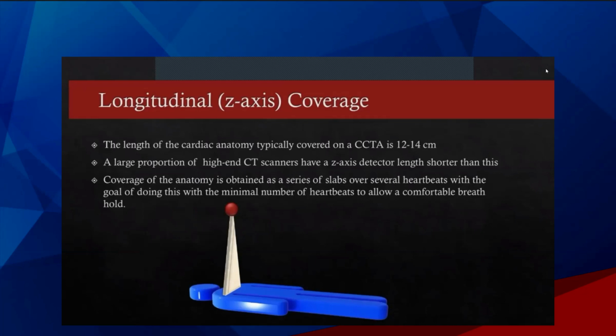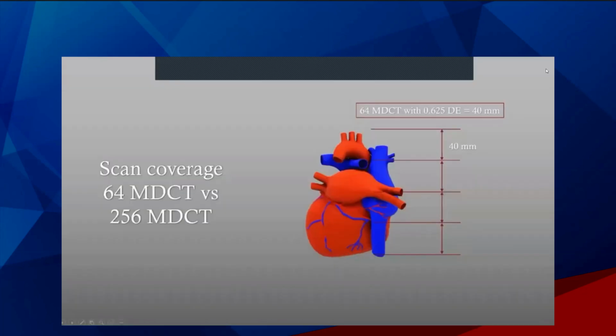We have already mentioned the step and shoot technique, in which a series of slabs are obtained over several heartbeats, with the minimum number of heartbeats possible to allow for a comfortable breath hold. This slide looks at the same principle in a different manner and highlights that in order to cover the cardiac anatomy with a 4 cm detector width, we need 4 different gantry rotations and the heartbeats in between.